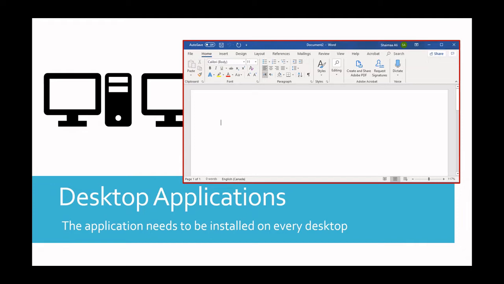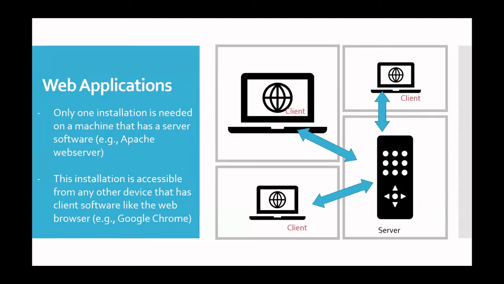Now, in contrast, the web version of the web application, you don't need 100 installations. You need the application installed on one machine that is called the server. And then you need to install a client on every single machine. The client is like a thin, lightweight application that can access that server.